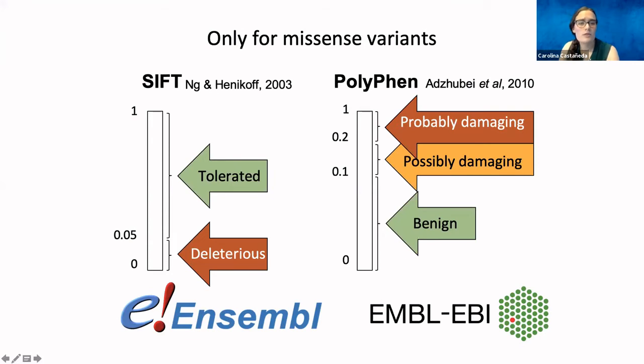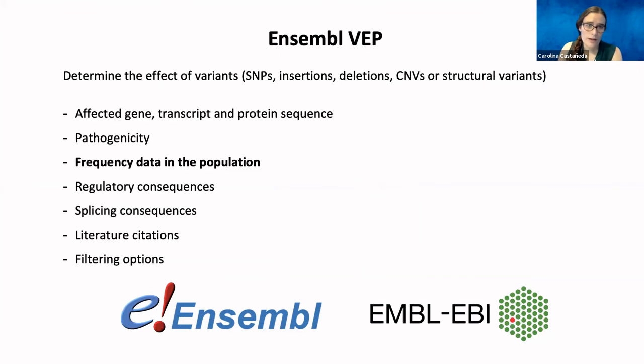These two algorithms differ from each other in that one of them uses ontology information and the other one is more about how the protein will be impacted in its 3D dimension, or how it would be impacted if an amino acid changes, for example, from a basic to an acidic amino acid, and how this would impact the final protein. Another thing that we can find on Ensembl is frequency data in the population, which is very important.